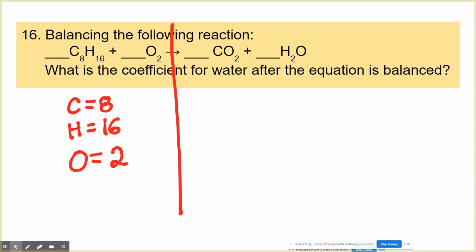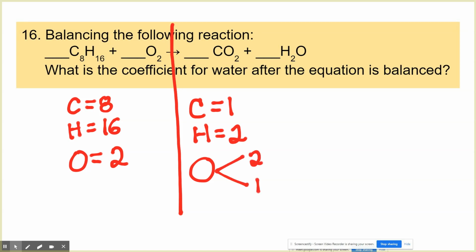On the right side, you have C equal to 1. H is equal to 2. And O, if you look closely, guys, there's two O's right here and right here. You have to show those two O's separately. 2 and a 1, that gives you a 3. So you know that there are two O's appearing in two different places.